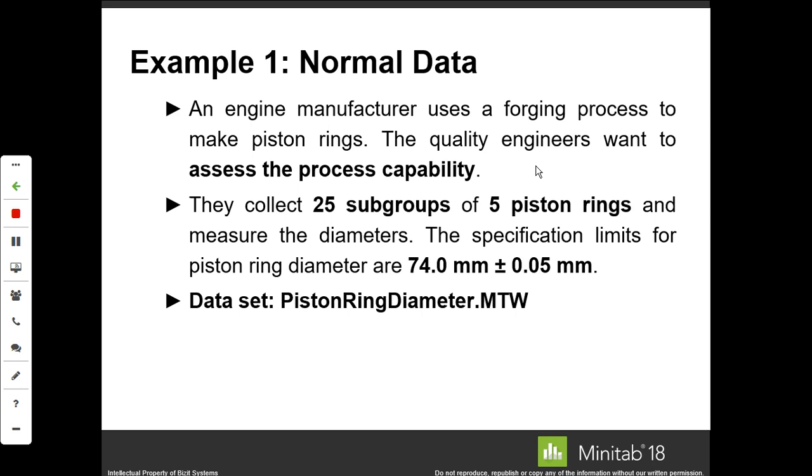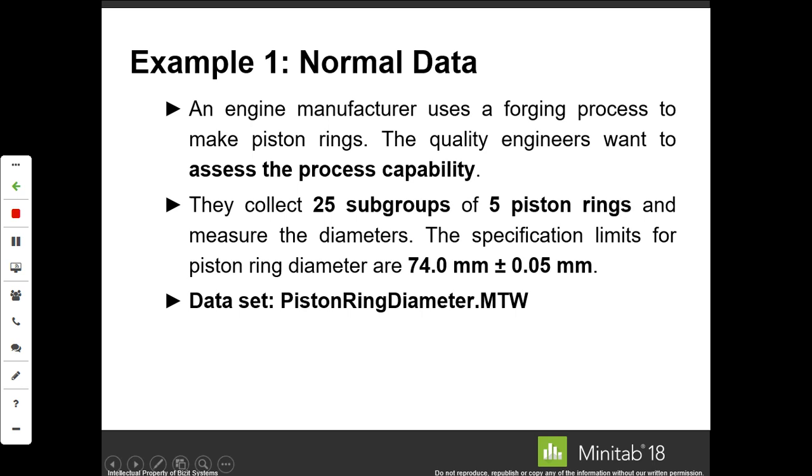So this is one example. An engineer manufacturer uses a forging process to make piston rings. The quality engineer wants to assess the process capability. They collect 25 subgroups of 5 piston rings and measure the diameter. The specification for piston ring diameter is 74 mm plus or minus 0.05 mm. So the data we are using is piston ring diameter.